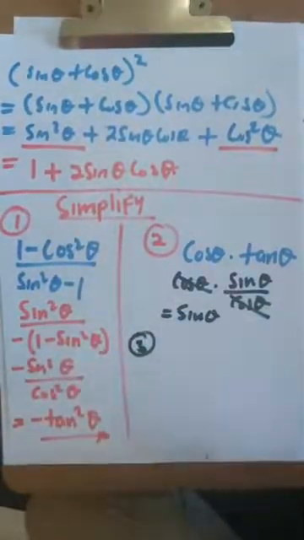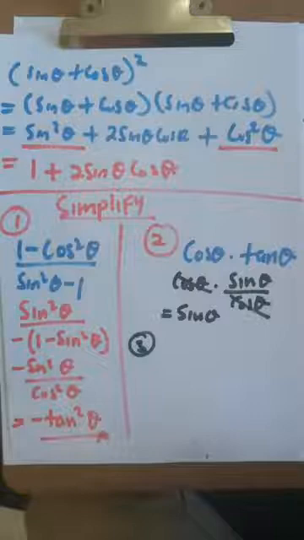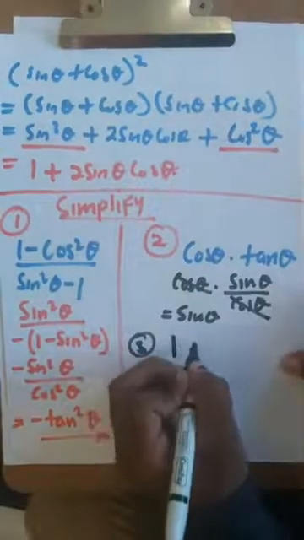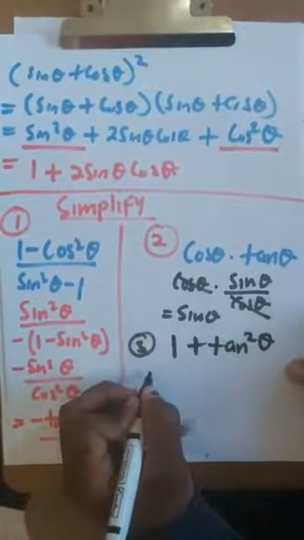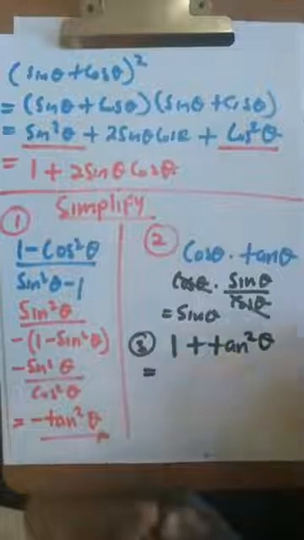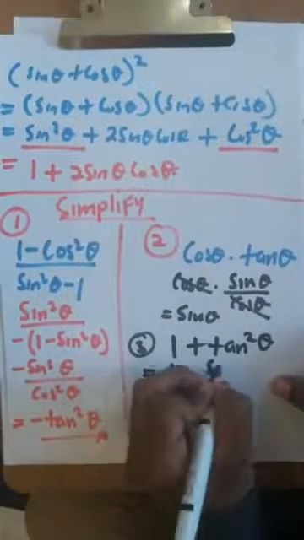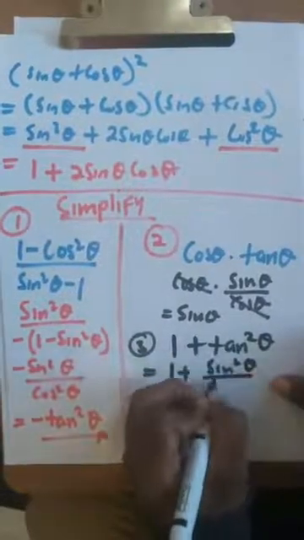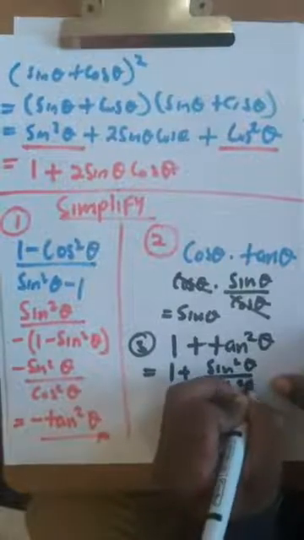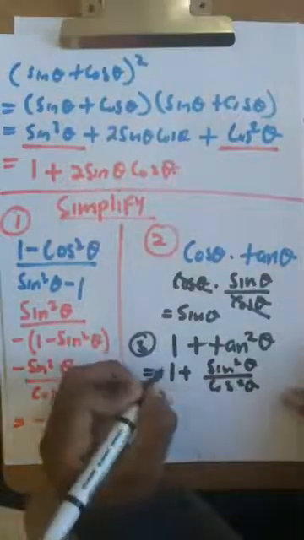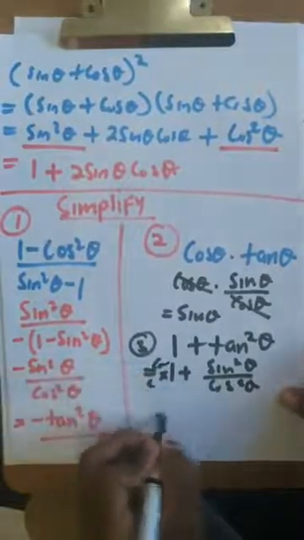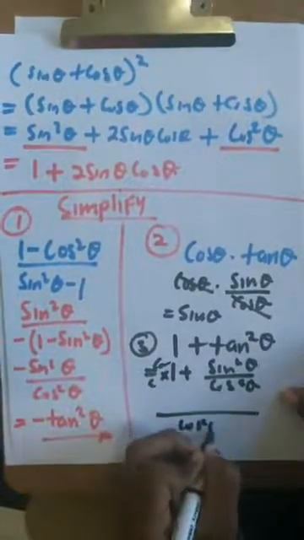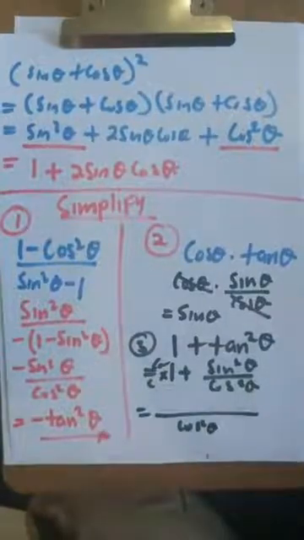Then let me do the last one. The last one, 1 plus tan squared theta. Usually with a plus, we change tan to sine squared theta over cos squared theta. Then the denominator of this one corresponds to cos squared theta, so cos squared theta is our LCD.